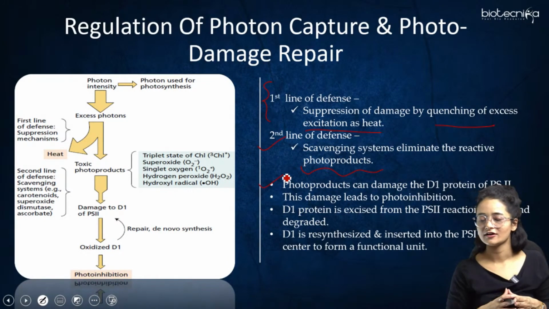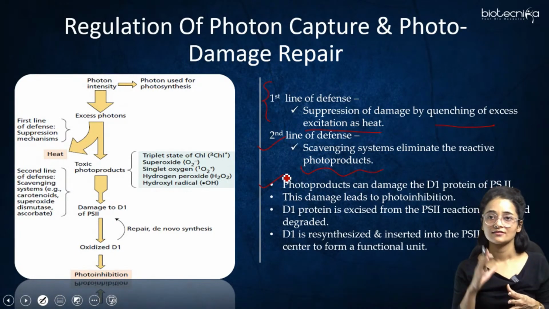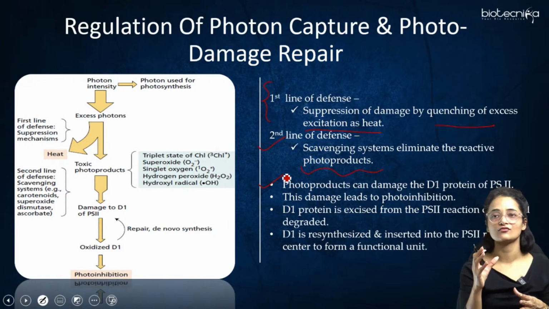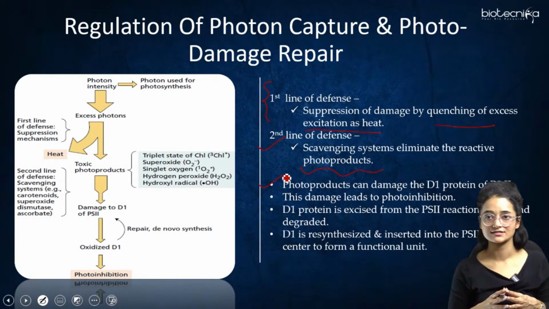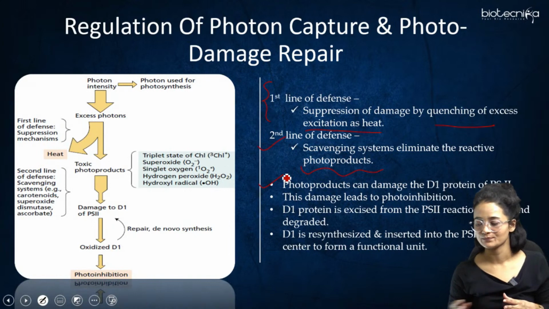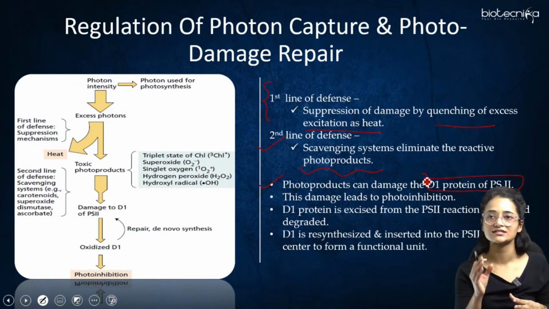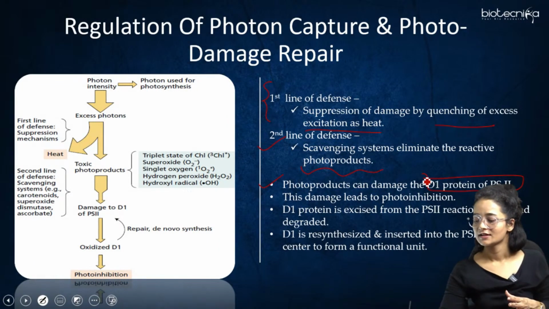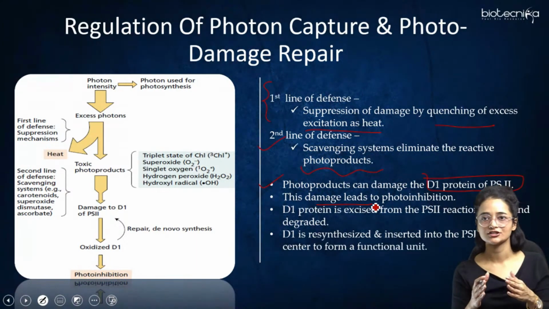Thirdly, the photoproducts can cause damage if this second line of defense also fails. Then the reactive products which are being produced, that is the hydrogen peroxides and all these free radical molecules, can damage the D1 protein. So the D1 protein, as we studied when comparing PS2 and PS1, is a core protein in case of PS2. This protein gets damaged, right? The damage leads to photoinhibition. The photophosphorylation process is inhibited due to this damage.